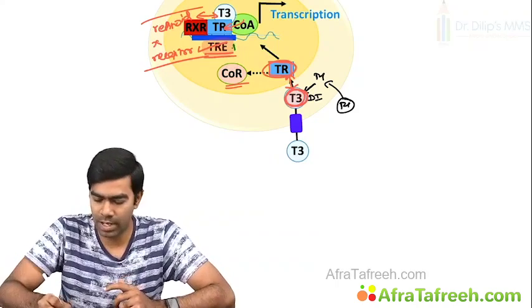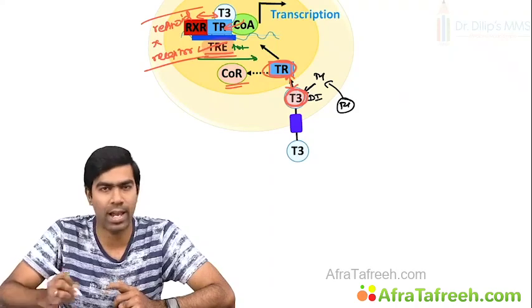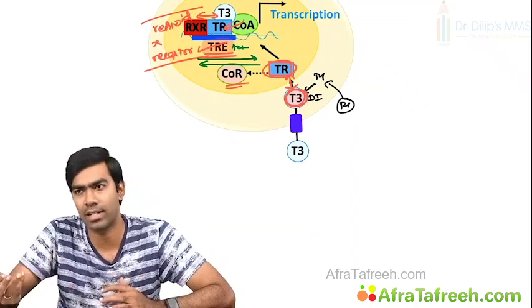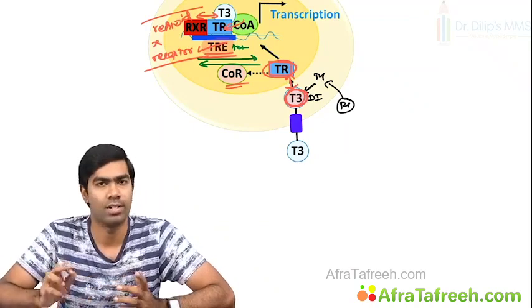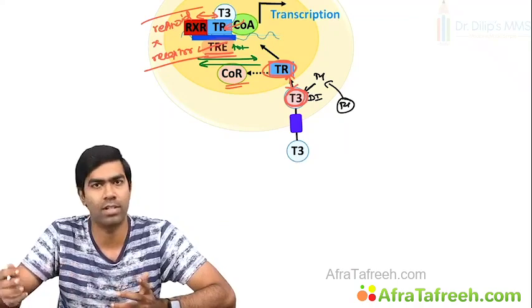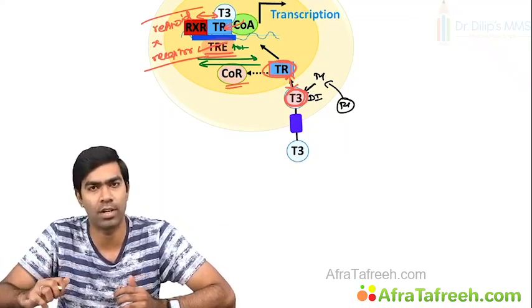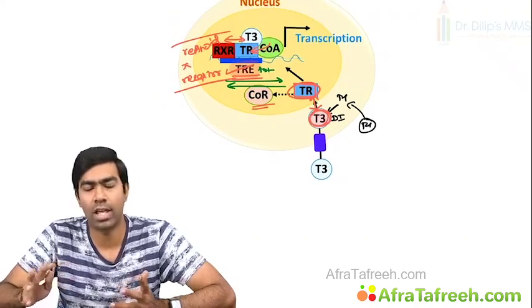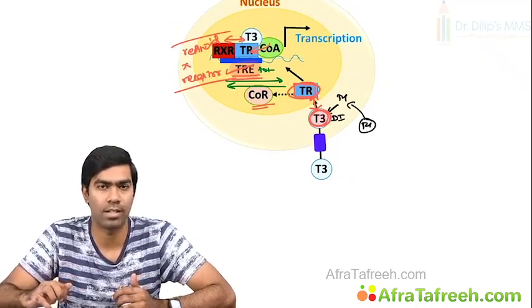Once they bind with this thyroid response element, they are going to either activate or inactivate a certain set of genes, which means they can increase or decrease the transcription of certain genes, depending on what effects need to be produced by the binding of thyroxine. Clear? So this is how thyroxine is going to work inside the cell.